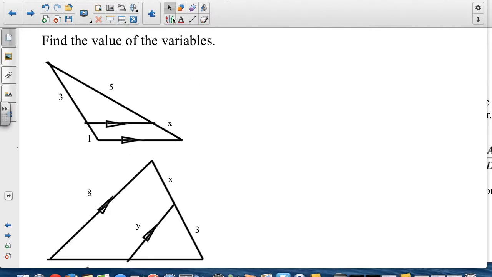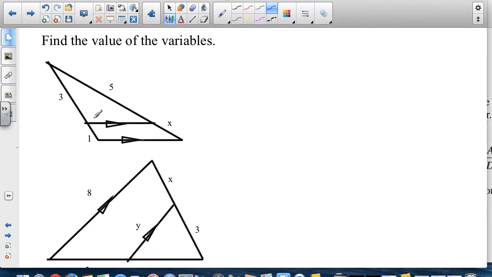This is a redo of the last part of the 7-4 notes. So we're comparing, we know these figures are similar with the AA similarity. We already did this. So when you set this up, make sure you do side of the small over side of the large. Okay, so again, 5 is the side of this small triangle, and 5 plus x is the side of the large triangle that it is similar to, equals 3, the side of the small triangle right here, to the entire length of the large triangle, 4.